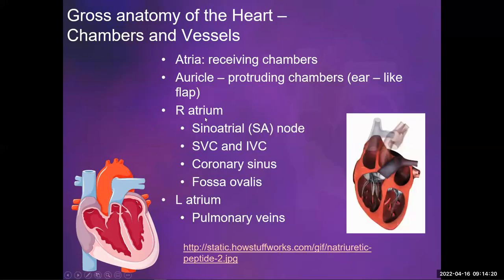So from the right atrium, you have the SA node, and this is where the initiation of that electrical impulse occurs. The superior and inferior vena cava, right? These are the blood vessels.